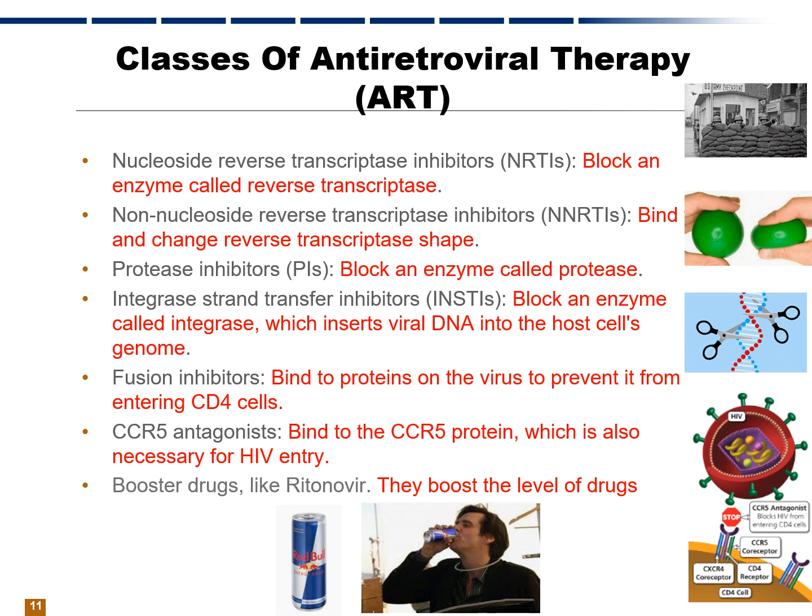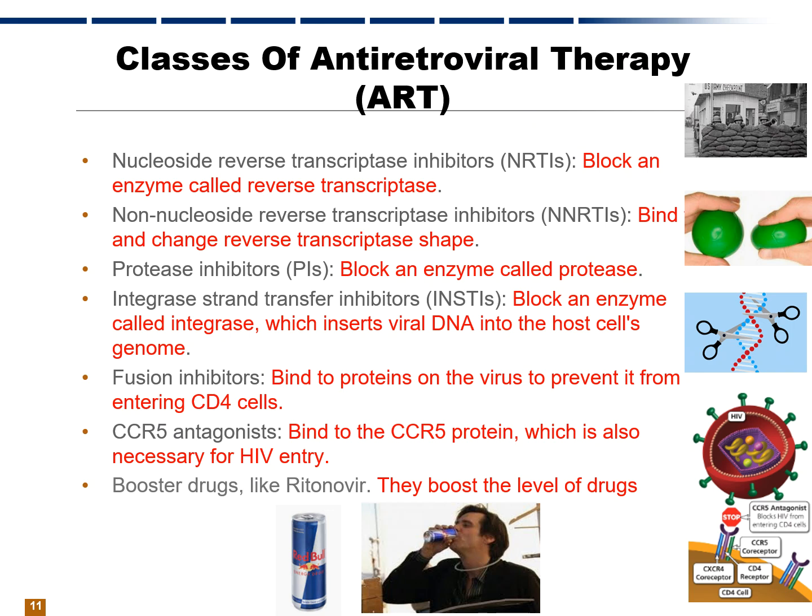There's protease inhibitors, which block an enzyme called protease. There's integrase strand transfer inhibitors, which block an enzyme called integrase, which inserts viral DNA into the host or patient's genome or genes. There's fusion inhibitors that bind to proteins on the virus to prevent it from entering CD4 cells. And there's CCR5 antagonists to bind that protein, which is necessary for the HIV entry. So all these different pathways, or these are our armed services attacking the virus from different directions in order to try to prevent it from replicating.